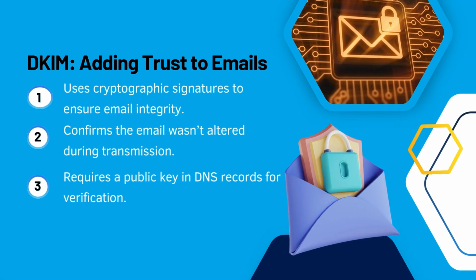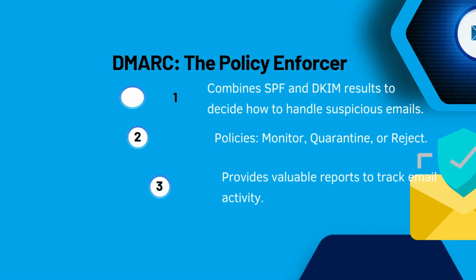DKIM takes email authentication a step further by adding a cryptographic signature to your emails. This signature ensures that your emails remain unaltered during transmission and verifies their authenticity. By publishing a DKIM public key in your DNS, you enable recipient servers to verify your emails.